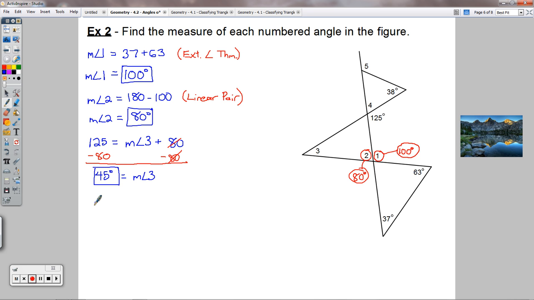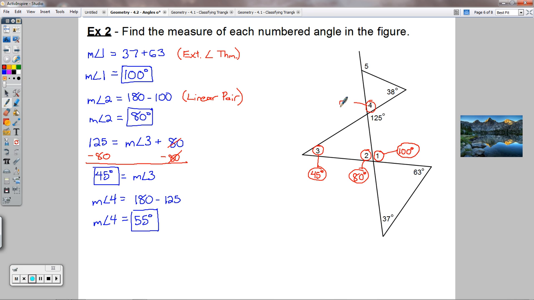Now the measure of angle 4. Now that I know what 3 is, let's see if that helps me figure out 4. It looks like I didn't really need to know 3 to find 4. So this is 45 degrees, but I did need to know that this is 125 degrees. So another linear pair, that means I can do 180 minus this angle to get this angle. 180 minus 125, that gives me 55. So the measure of angle 4 is 55 degrees. We're almost there. We almost got all 5 of them.